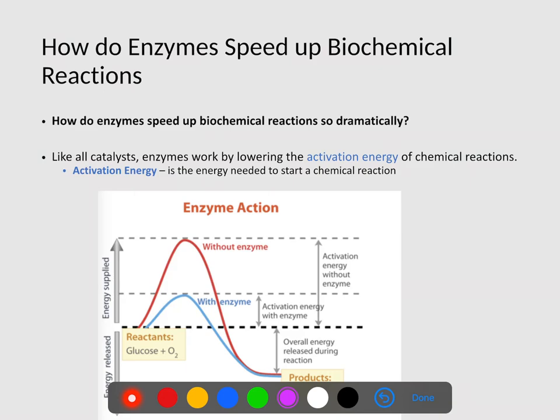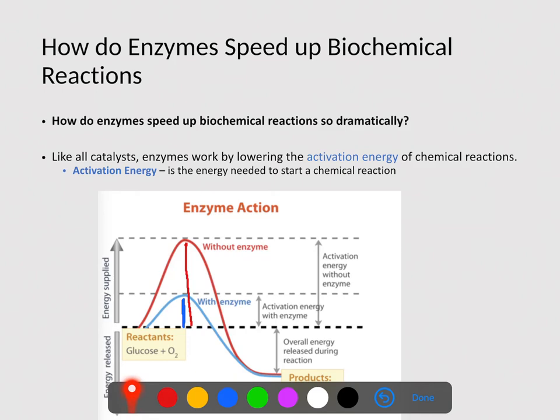Now, how do enzymes speed up these reactions so dramatically? What they do is they lower something called the activation energy. The activation energy is the energy needed to start a chemical reaction. So if we're looking at the reaction without an enzyme, look how much activation energy is required to start the chemical reaction. With an enzyme, you see that activation energy is dramatically lower. So by lowering that activation energy, the reaction is allowed to proceed faster.